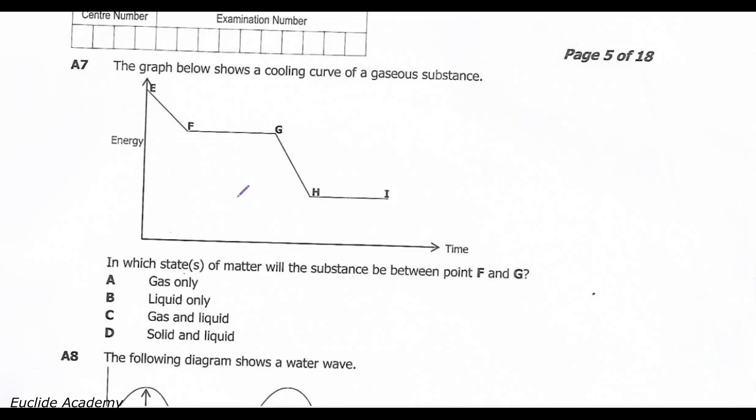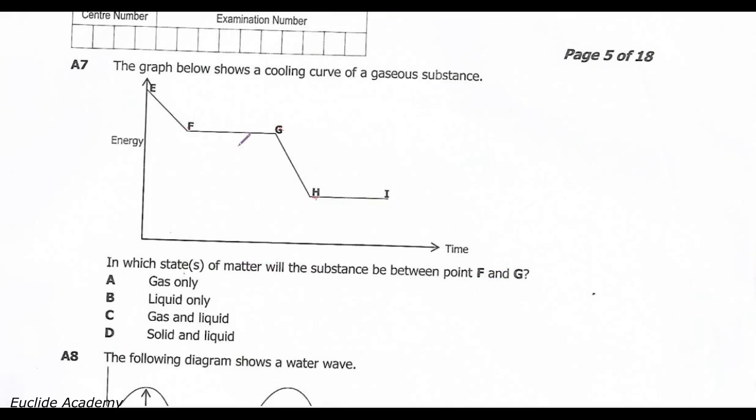A7, the graph below shows a cooling curve of a gaseous substance. Okay, so this is a cooling curve, and this shows the energy levels and the time taken. So E to F, F to G, G to H, H to I. Okay, so that's a cooling curve. In which states of matter will the substance be between point F and G?